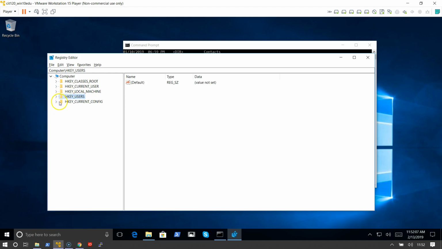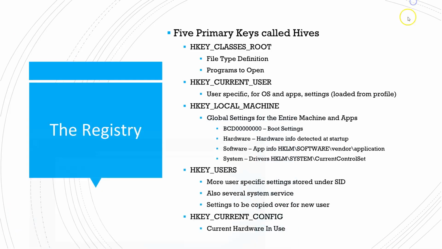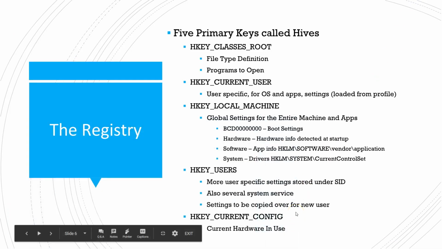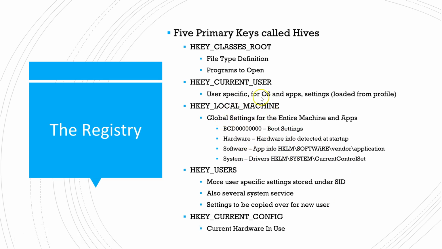All right, and then we have HKey current config, which is kind of the best way to understand it is the current configuration of hardware primarily. There is some software kept there. Usually, when applications save things, they tend to save things in HKey local machine. They can save things in current user, especially if it's user specific. And that's kind of part of the problem.